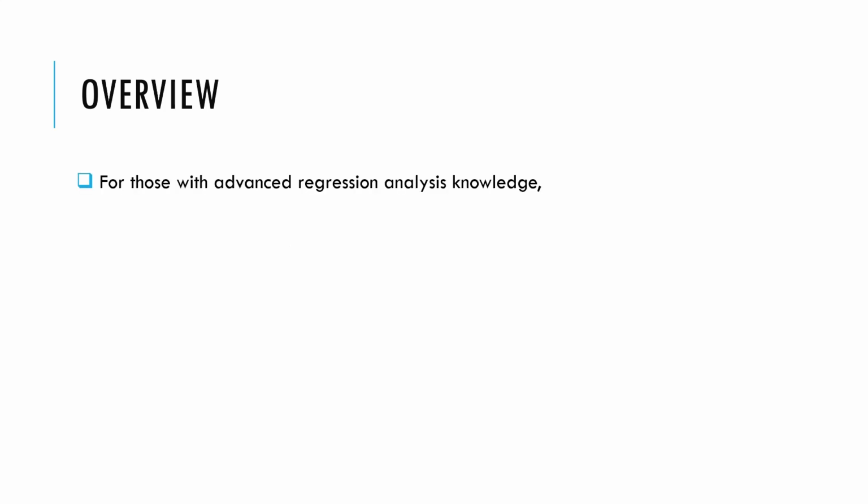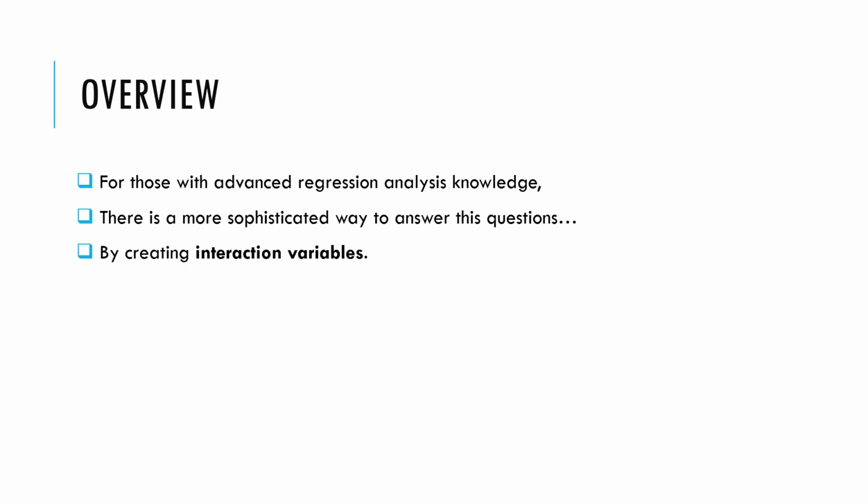All right. Now, for those who have advanced regression analysis knowledge, you're probably thinking, this doesn't seem like the optimal way to do this. And clearly there's a more sophisticated way to answer the types of questions that we're answering by creating interaction variables. So some of you who have had a lot of regression analysis, maybe you were an economics major as an undergrad, are going, yeah, okay, interaction variables. And that would be absolutely correct. That would be a way for us to do the same thing, but it's a little harder to interpret.